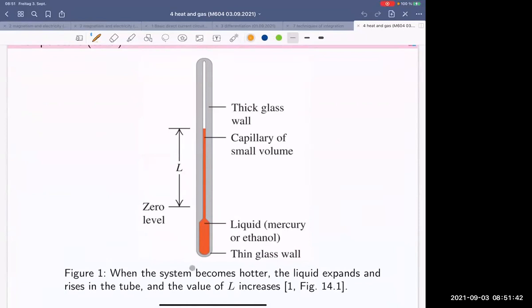Yeah, when the system becomes hotter, the liquid inside, whether it's mercury or ethanol, is going to expand. Okay, so when we get more heat, the rising level of that liquid is going to be high.